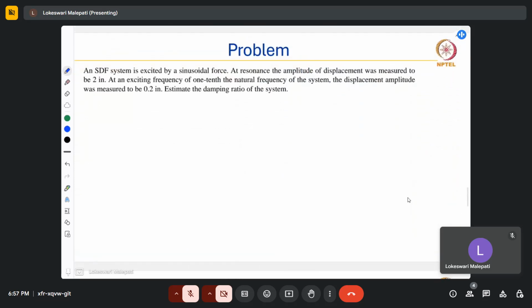So an SDF system is excited by a sinusoidal force. At resonance, the amplitude of displacement was measured to be 2 inches.